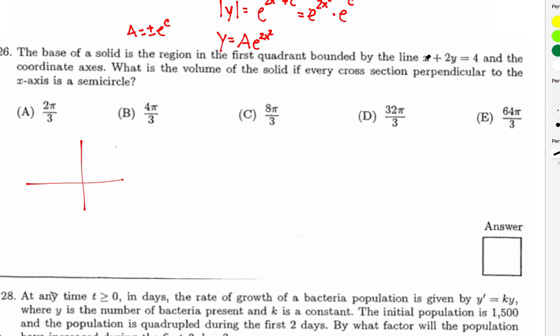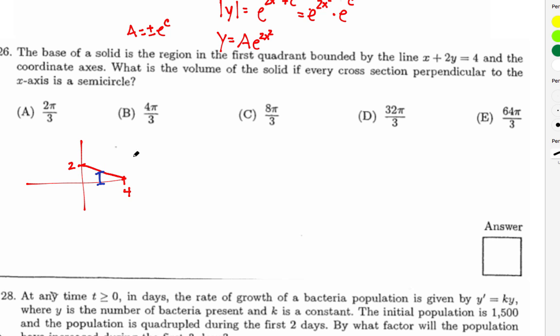The base of a solid is the region in the first quadrant bounded by this line here. I'm going to just find the x and y intercepts to easily graph this. X equals 4 and 2y equals 4, so y equals 2. So that's going to be that line there. Now it says, what is the volume of the solid if every cross-section perpendicular to the x-axis is a semicircle?